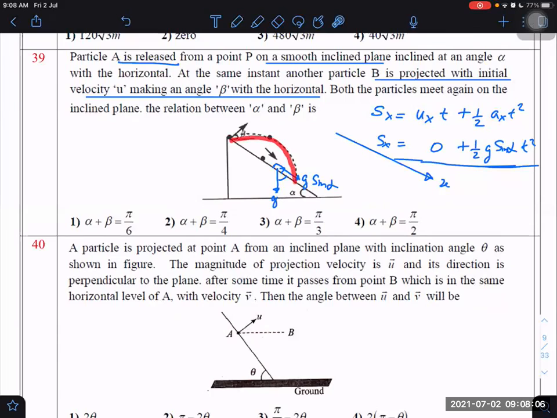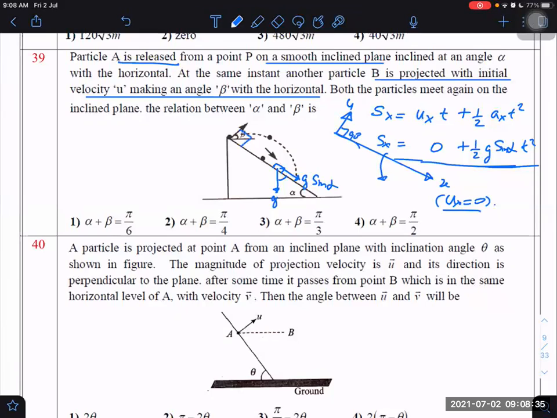The other particle is also reaching that place in the same time only. That's why they are colliding again. So this equation should be valid for the other particle also. It can be valid for the other particle if for the other particle also ux should be 0. If ux is 0, then the velocity should be 90 degrees to the incline. Then only ux will be 0.